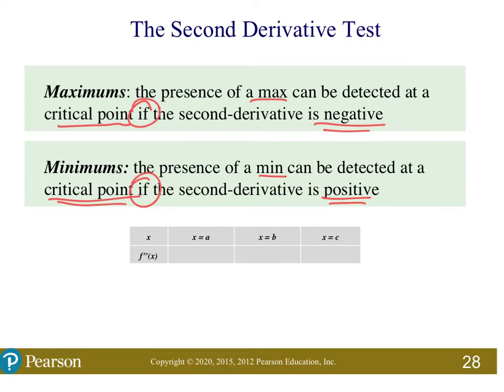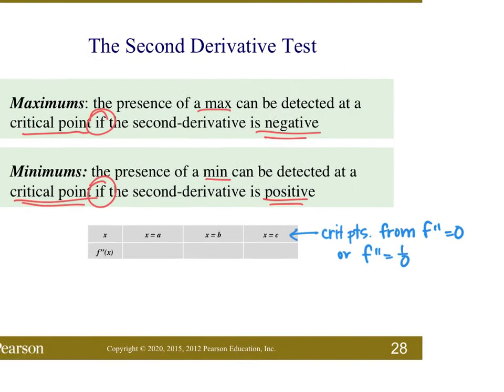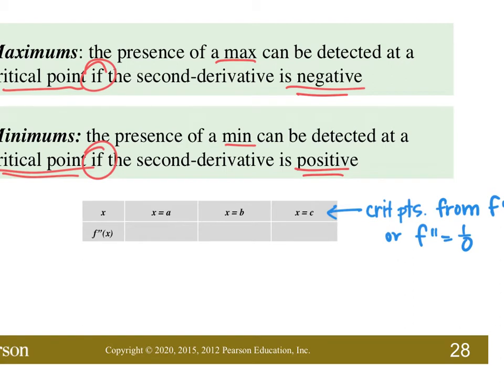And so if you find the critical points, A, B, and C, okay, so remember, a critical point is found by setting the first derivative equal to 0 or undefined. So if you've already done that, then you plug those not in an interval, but you plug them directly in into the second derivative.